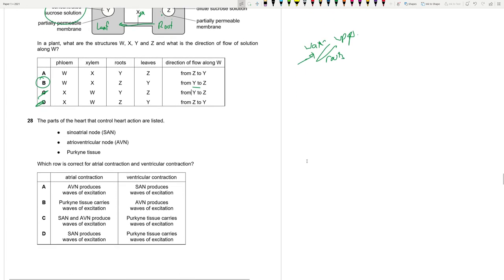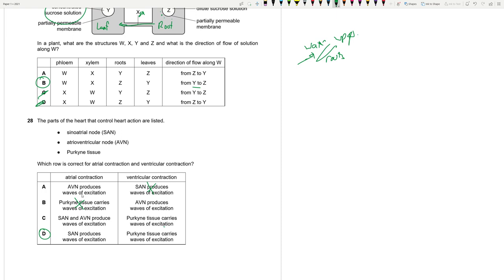28. The parts of the heart that control heart action are listed: SAN, AVN, and Purkinje tissue. Which row is correct for atrial contraction and ventricular contraction? Okay, 28. AVN produces waves of excitation and SAN produces waves. This is wrong. SAN actually provides the waves of excitation for the atria. Purkinje tissue has no role in atrial conduction, okay? SAN and AVN produce, this looks okay. Purkinje tissue carries waves of excitation, okay? D, SAN produces waves of excitation. Now this is true.